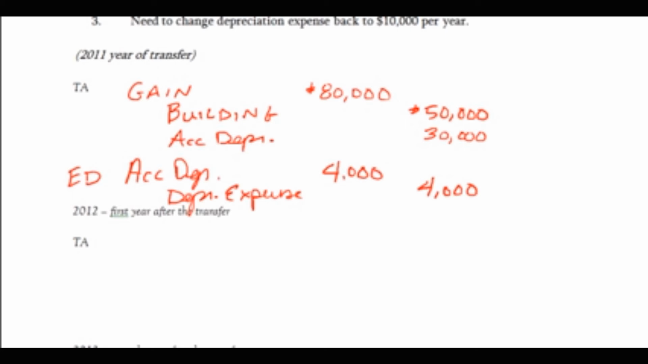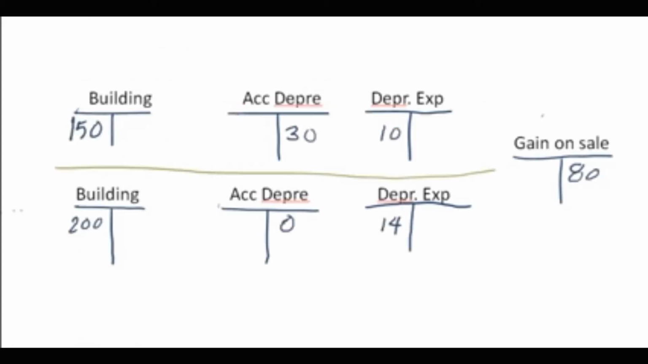What is going to change, though, every year is that TA entry. So we need to talk about how the numbers and the accounts are going to change in the first year after the transfer. The best way to make sense of that is to go back to the T accounts. So let's think, how would things have changed one year later? If the parent had never sold the building, they would still show the building at $150,000, but they would have done another year's depreciation, so accumulated depreciation would have climbed from $30,000 up to $40,000. They would do another $10,000 depreciation expense that year.